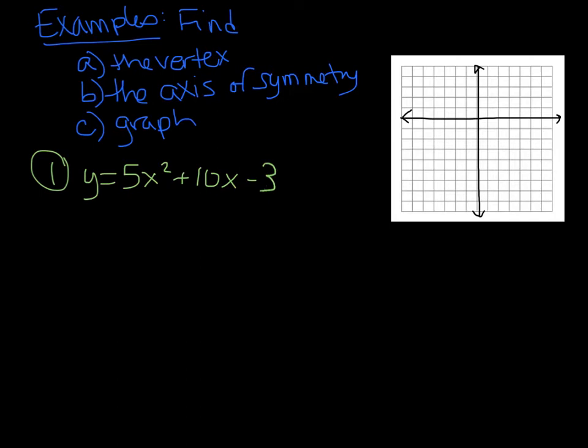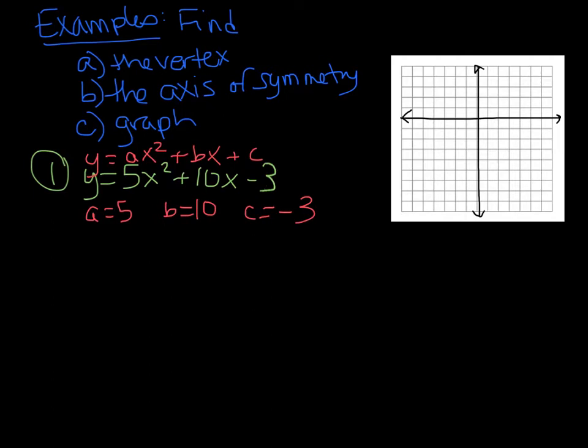We're going to go through a few examples now. And for all these examples, I'm going to ask you to find the vertex and the axis of symmetry, and then to graph. So for this one, I have y equals 5x squared plus 10x minus 3. If you notice, this is already solved for y, which is really important. So what I'm going to do is use the general formula that I had in the previous slide to help me figure out what my a, b, and c are. Those are going to tell me all sorts of good things about this graph. So my a is going to be the number with the x squared, which is 5. My b is the coefficient of the x, which is 10. And my c is my constant, which is negative 3.